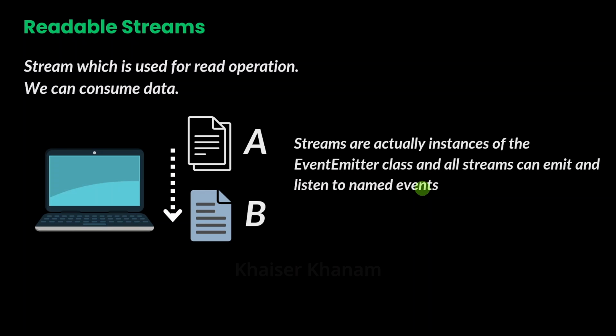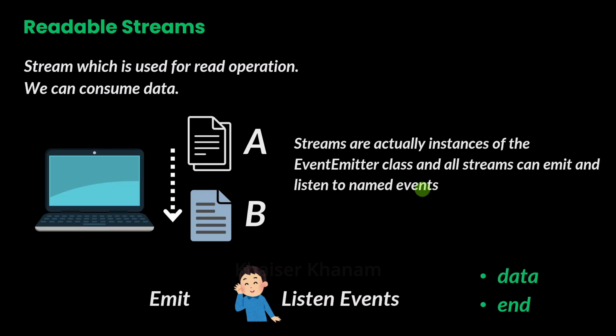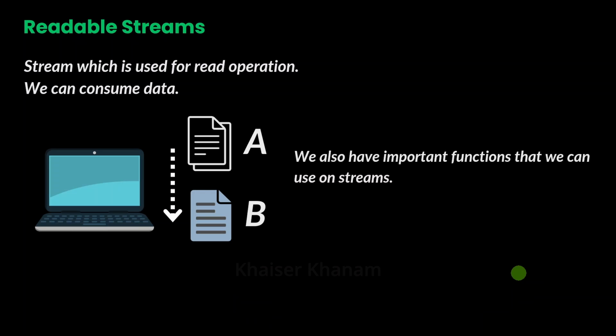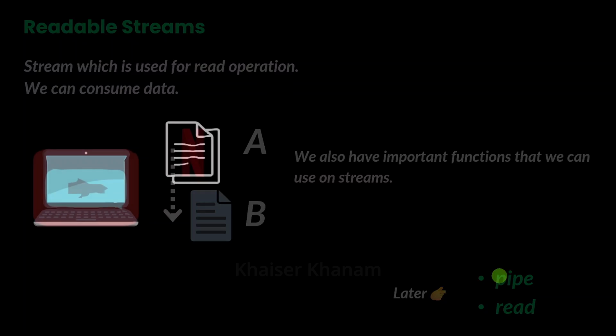In case of readable stream, they can emit events and we can listen to them, and we have many different events, but the most common are data and end events. Apart from these events, we also have some important functions which we can use on streams. In case of readable stream, we have pipe and read functions. Pipe is most commonly used, and we are going to see this later.